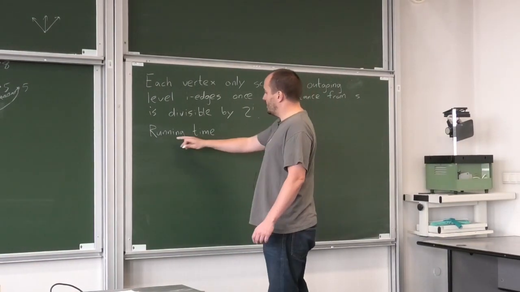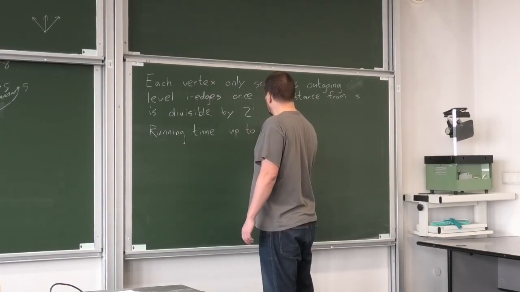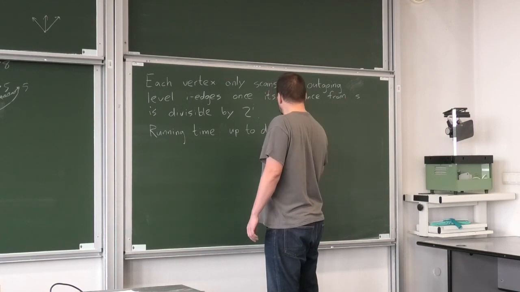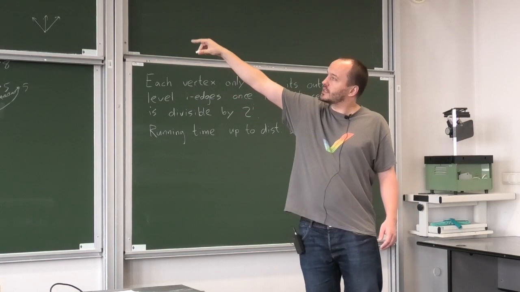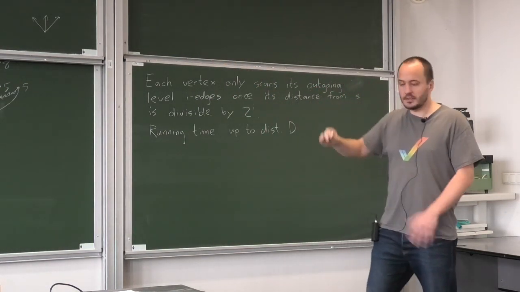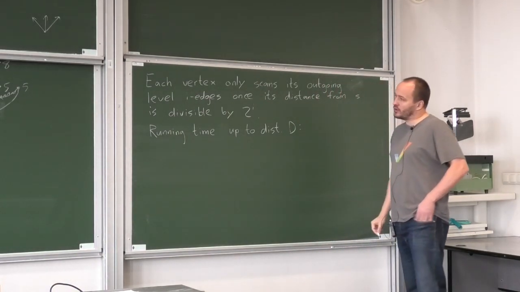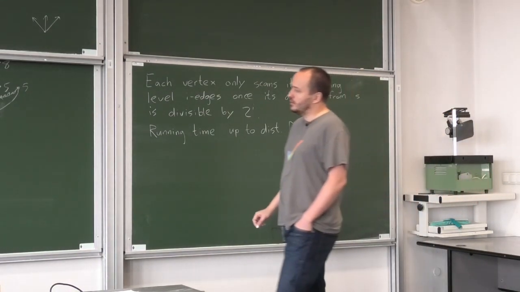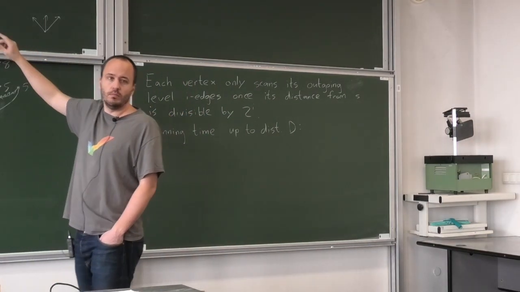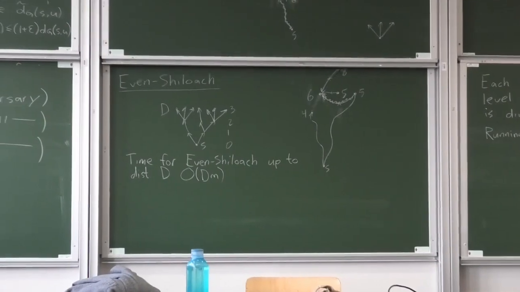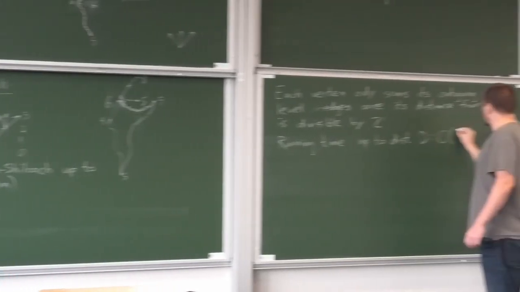So let's see what is the running time up to distance D, and here by distance I mean distance with respect to the weight, right? Up to weighted distance D. And here, because edges have different levels, we need to look at each edge individually to see how much it pays.